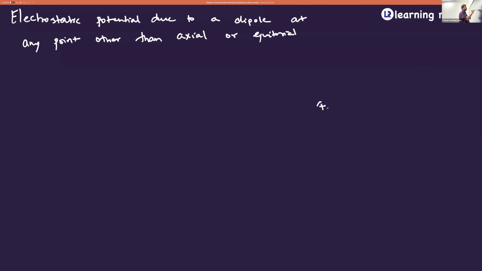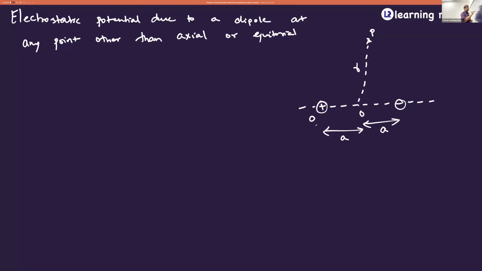So listen, you have a positive charge, you have a negative charge. If I take a point P here, which is neither along the axis nor along the equatorial, if I take this to be the center O, if this distance is R, right, then this is going to be A and this is also going to be A. Let this be Q and let this be Q. Let's say this line is making an angle theta with respect to the axis of the dipole. Okay. So this is A and this is B.